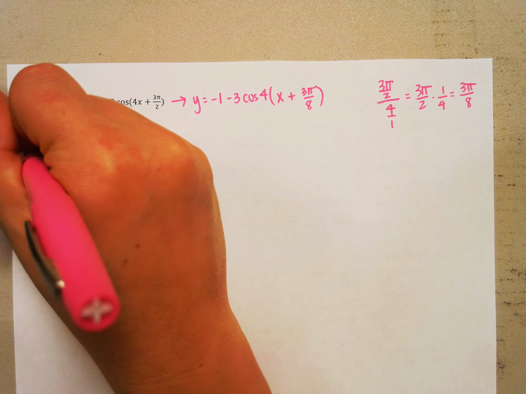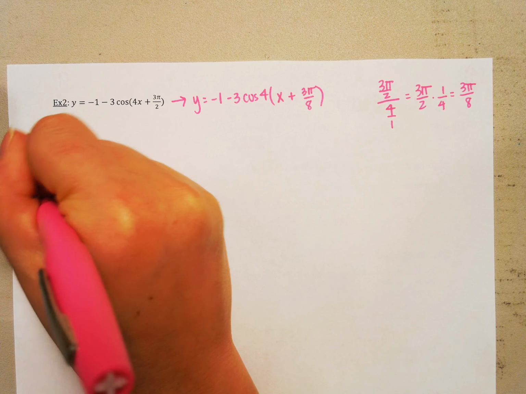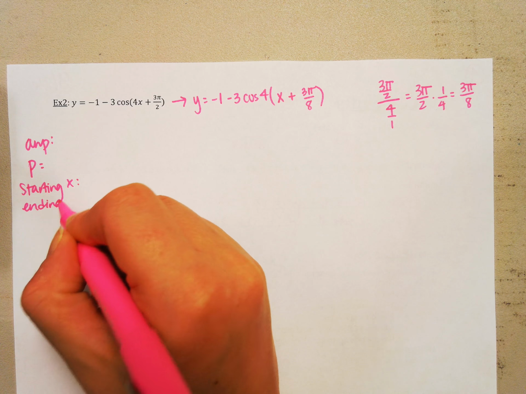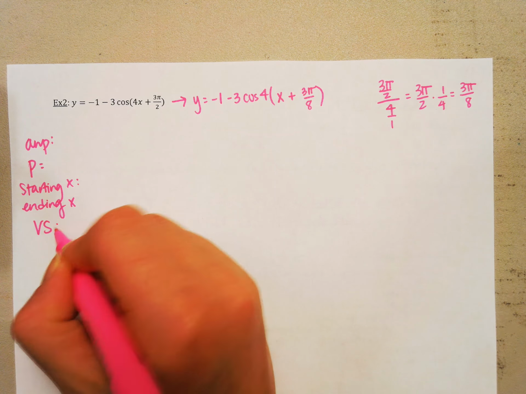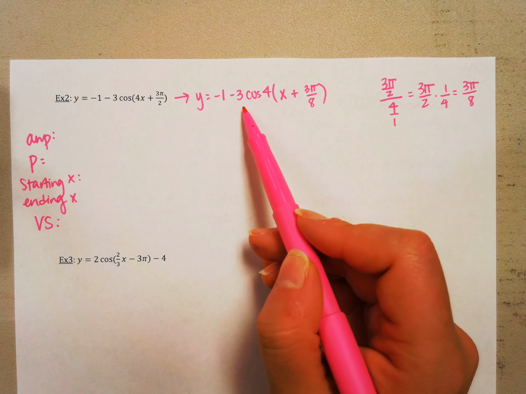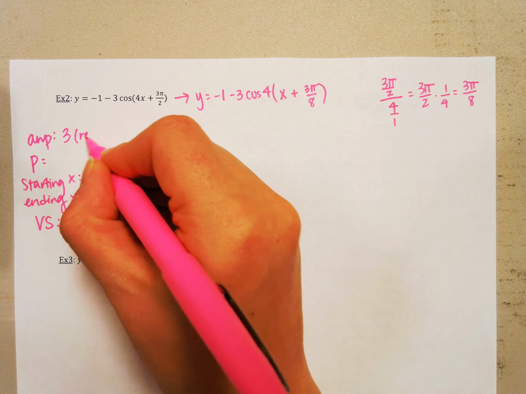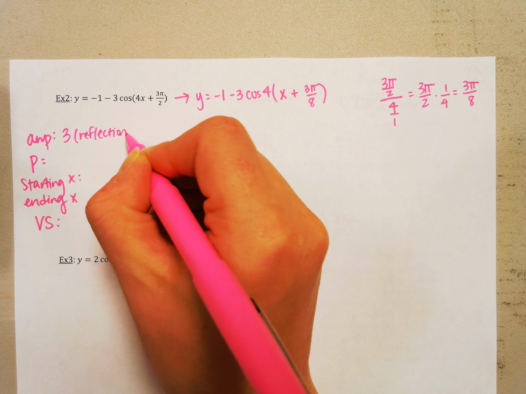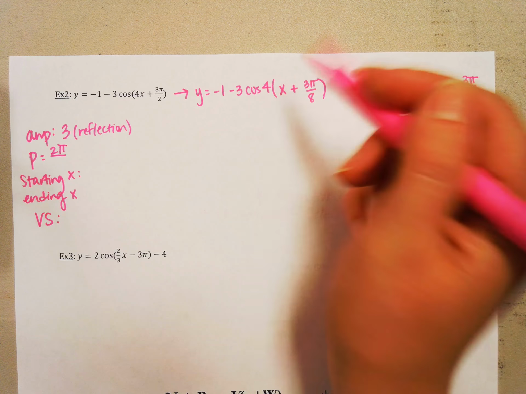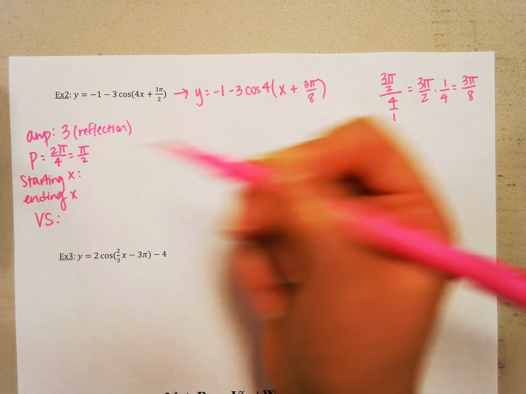All right, cool. So let's do our amplitude, our period, our starting x, our ending x, and our vertical shift. Those are now the list of the things that we need. So our amplitude is in front of the cosine, so that's 3, but it's negative, so don't forget that. So 3, and we're going to have some sort of reflection. Our period is 2 pi over our b value, which is 4, so 2 pi over 4, which we can reduce down to pi over 2.